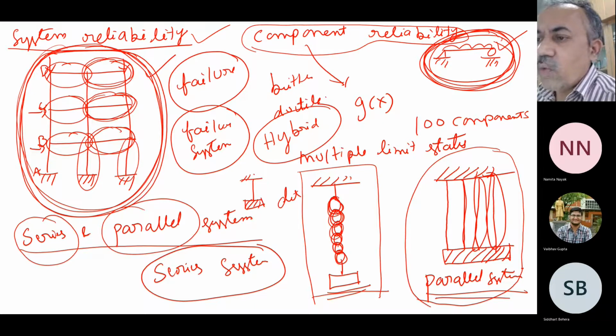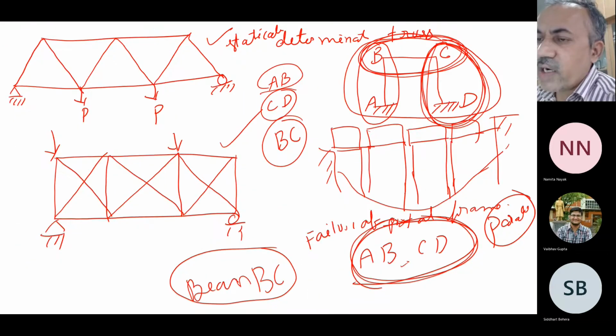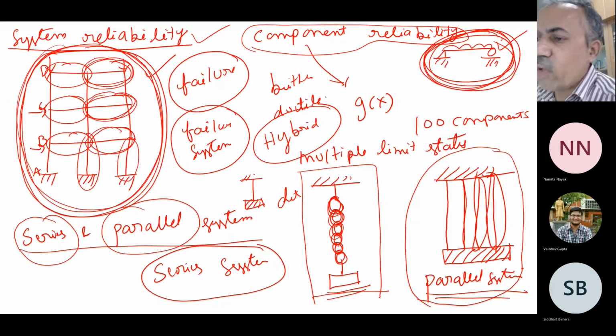Series means if one thing collapses, the whole system collapses. Parallel means only when all the things go away will the system fail. That is what you have to identify. Then if it is series, you should be able to calculate it separately from parallel. So the whole thing boils down to this. System reliability essentially means identifying which are in series and which are in parallel. That is the first step. If you identify these two nicely, then your problem is almost solved.